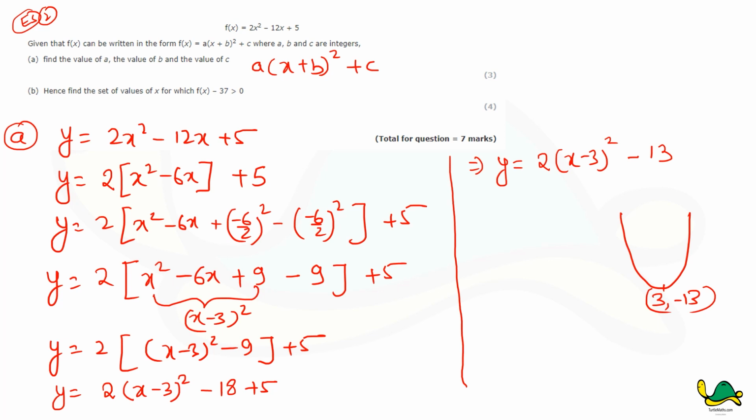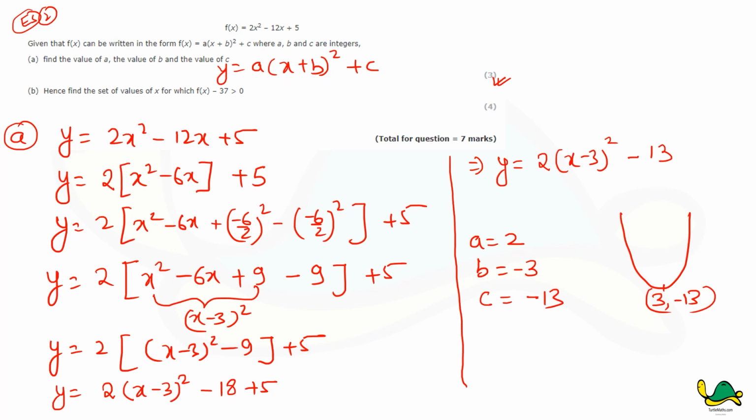Now the exam board is notorious for writing questions like this, and here they are checking your understanding, whether you can follow the instructions properly. So comparing our vertex form with the given form in which they want our answer, we can say a is equal to 2, b is equal to negative 3, and c is equal to negative 13. So we have to write it in this form so that we can get our full 3 marks.